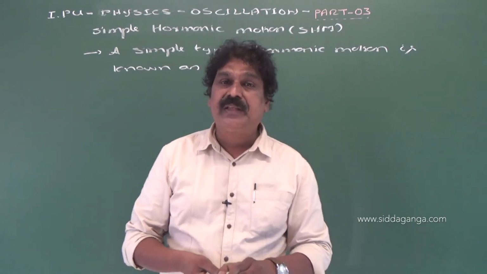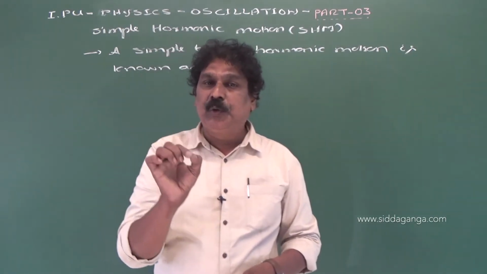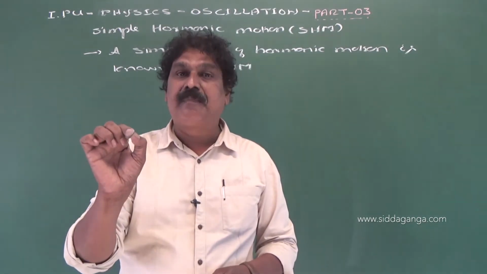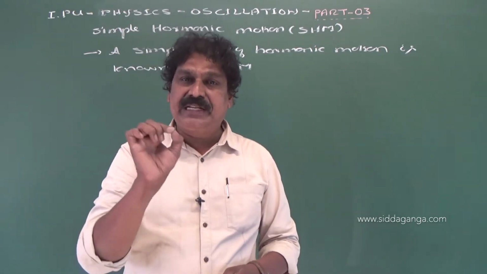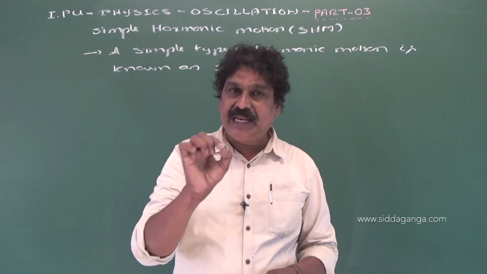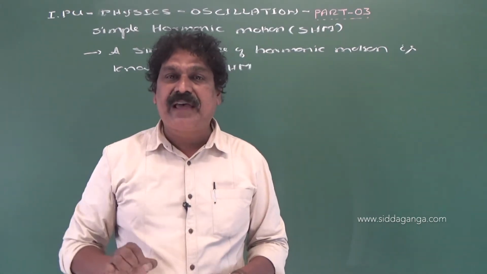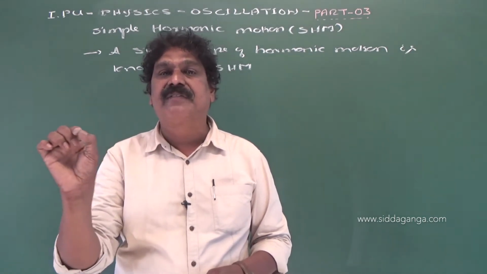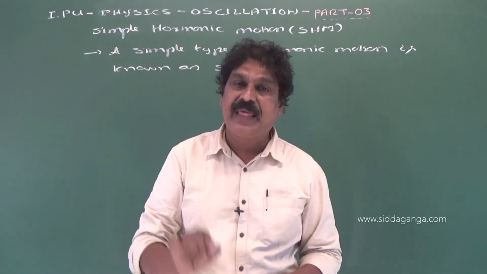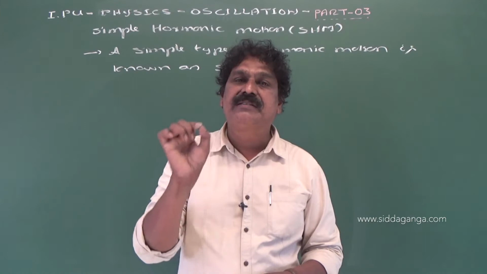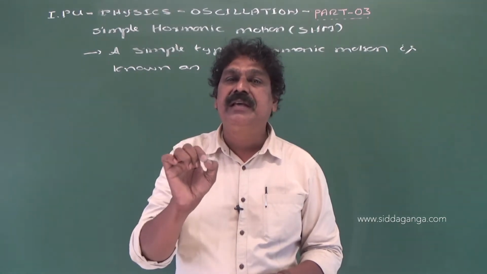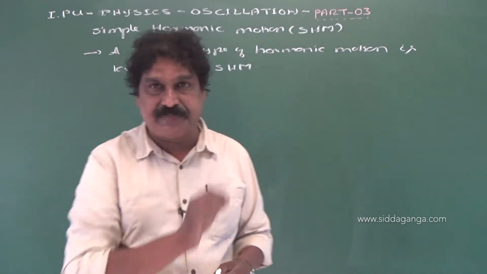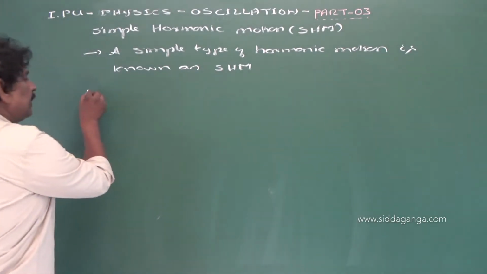In other words, the periodic to and fro motion of a particle about its mean position, in which magnitude of acceleration is directly proportional to magnitude of displacement of the particle from the mean position, and acceleration is always directed towards the mean position, is called a simple harmonic motion. Now let us write it on the board.